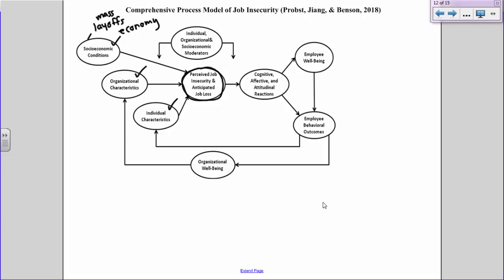Organizational characteristics can be like organizational performance or success of the organization, a formal announcement of actual layoffs at that company, not just mass layoffs across the country, or maybe an upcoming merger or acquisition, or maybe some restructuring or downsizing.